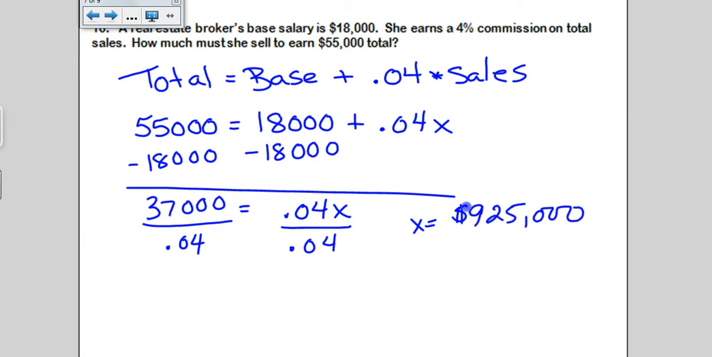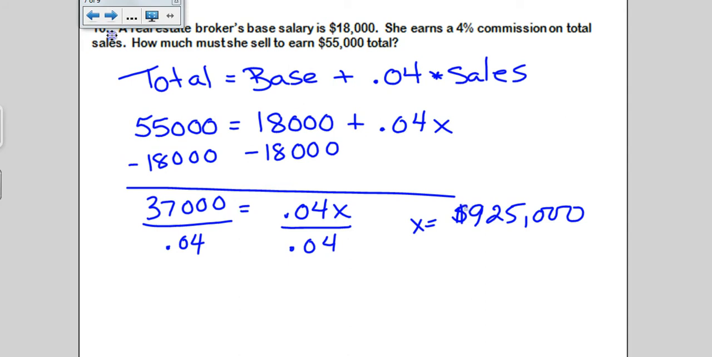$925,000. And real estate broker generally means you're selling properties or houses. So that's not really that many houses. So that makes sense to me. If I came out with a number that said she needed to sell $1,400, that would not make a lot of sense. So you want to rethink your answer in that case.